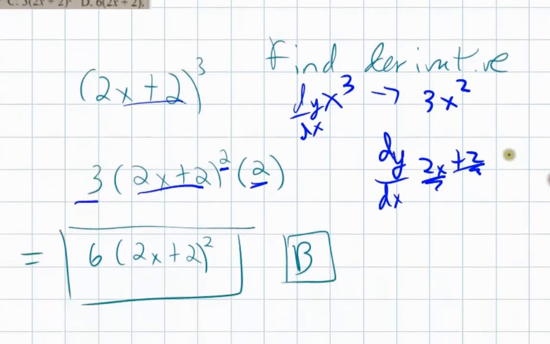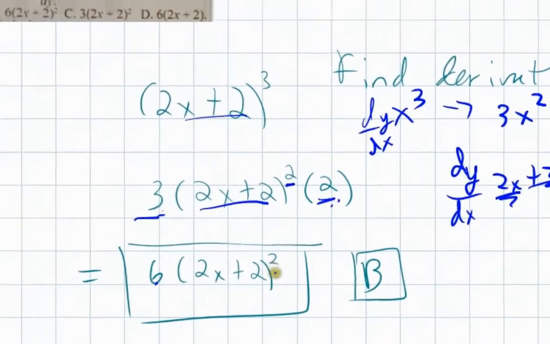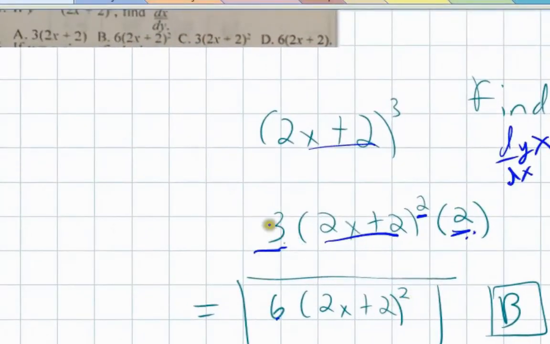Next, you just want to simplify. So 2 times 3 is 6. And I'm leaving this quantity squared. And your answer is going to be B.